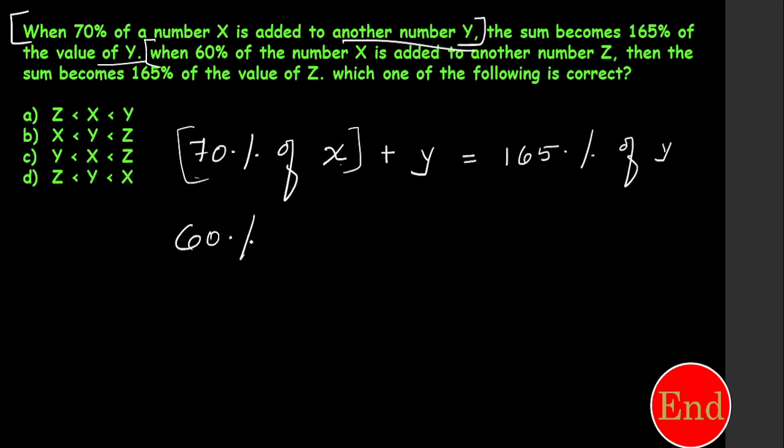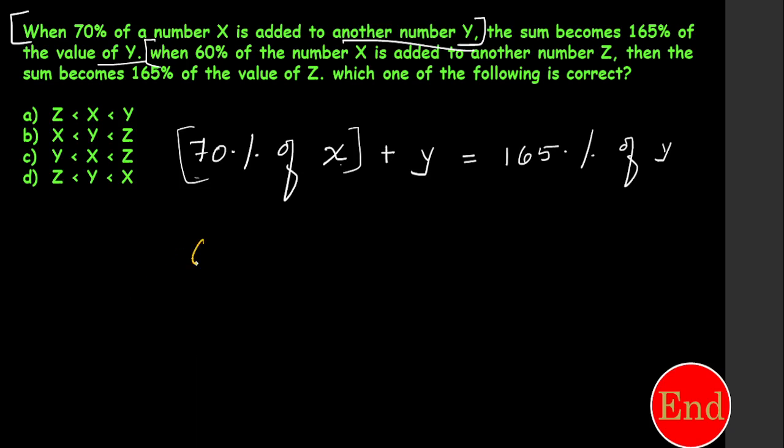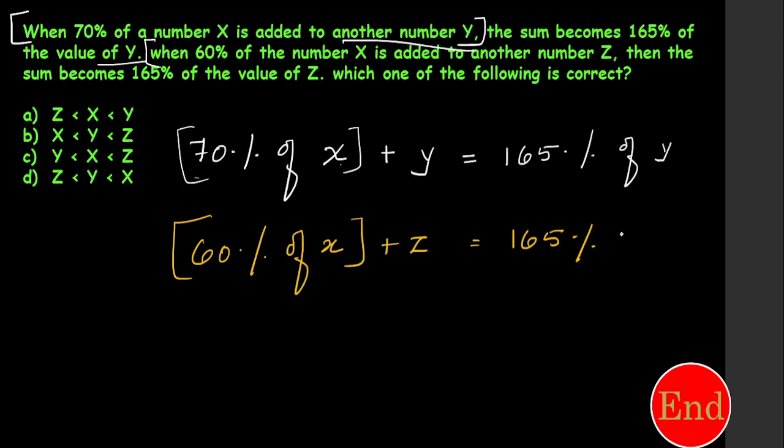When 60% of, I will write it in a different color, right? So when 60% of x is added with another number z, then the sum becomes 165 percent of the value of z, right? Which one of the following is correct? So here the options are given in ascending or descending order wise. So I need to find out which one is greater, which one is smaller in this order, right?